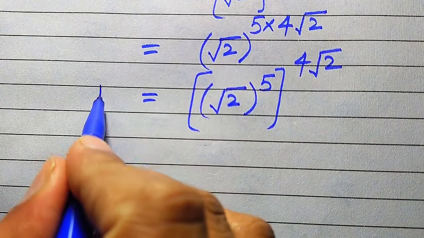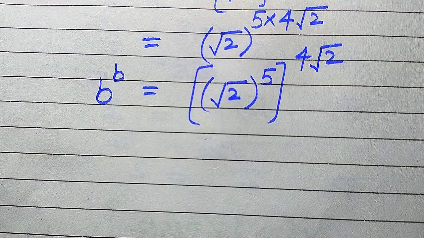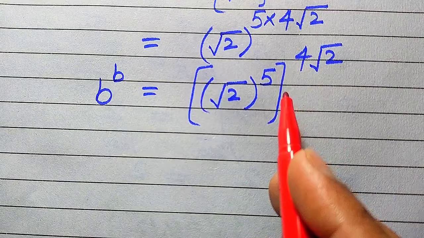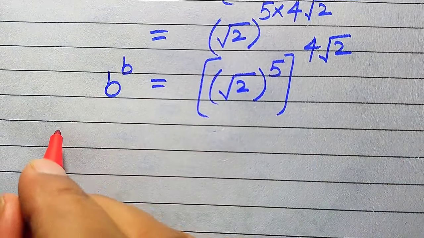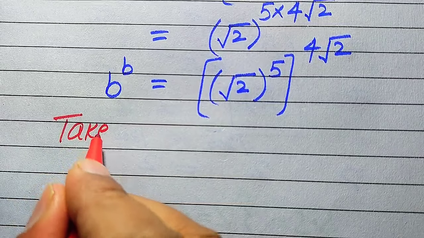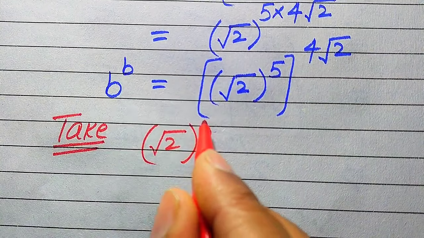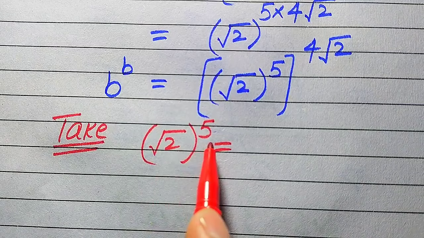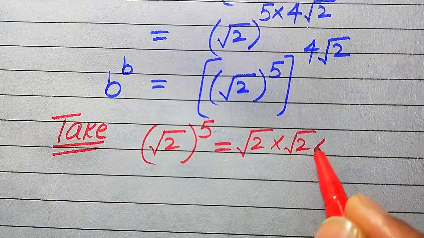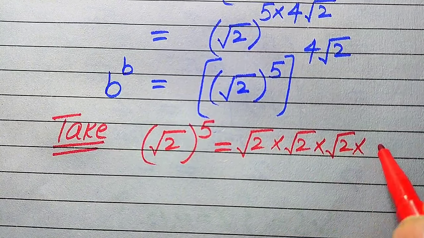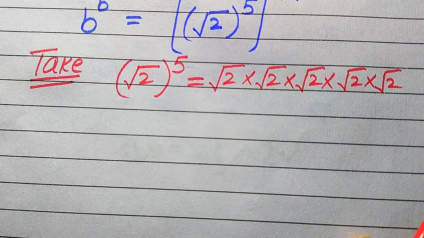So in the left hand side we have b to the power of b. Okay, so these terms continue as they are. Now we need to focus on the right hand side and the base of this term. The base of this term is square root of 2 to the power of 5. So here we need to simplify this term, and square root of 2 to the power of 5 means that we multiply square root of 2 five times. So this is square root of 2 multiplied by square root of 2 multiplied by square root of 2 multiplied by square root of 2 multiplied by square root of 2.